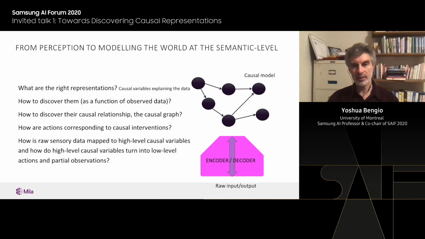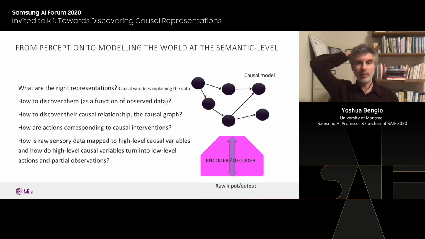So then the way to think about this is we have low-level sensory data like pixels and images, and we have these high-level semantic variables, and we have machinery like encoders and decoders that allow us to map from one to the other. And so what we really want to do is to discover those high-level representations, as well as how to go from pixels to these semantic variables. So those variables are not necessarily given to us. And in addition to discovering the semantics of those variables as a function of the raw input, we want to figure out their causal relationship. So a lot of what I talk about is about discovering the causal relationships between a bunch of variables, in other words, discovering these causal graphs.